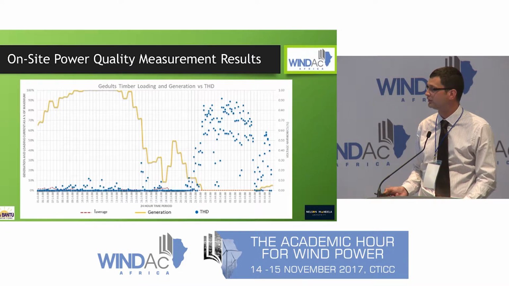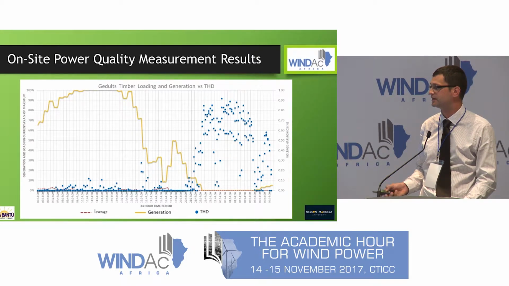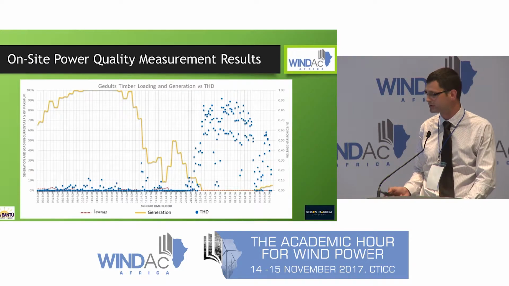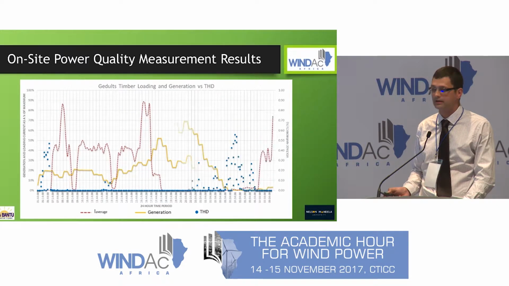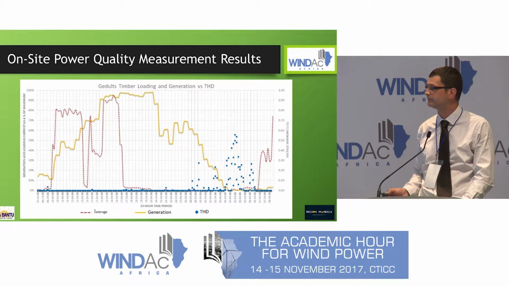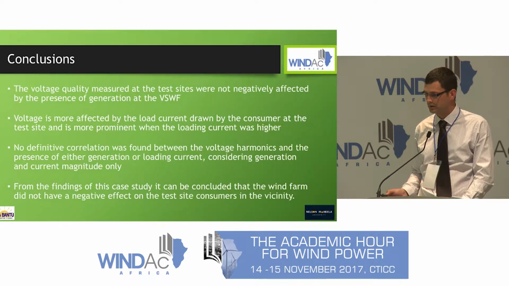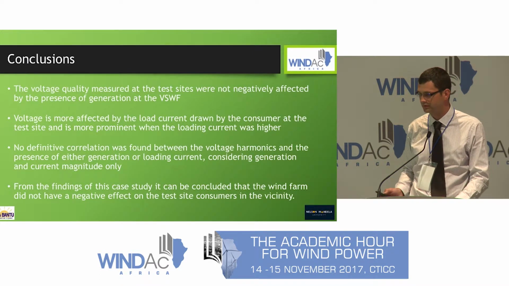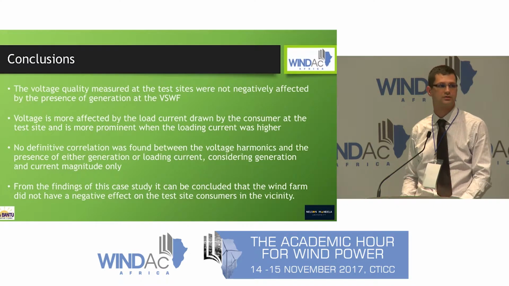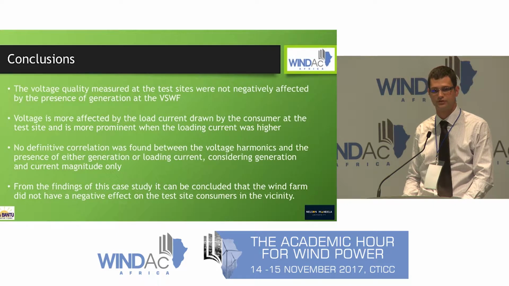Random occurrences of, for instance, high generation, but the harmonic events are completely at a different time of the day, different during low generation and during high generation. Indicating again to me that the wind farm is not responsible for those harmonic distortions, it's loads in the area. I think I've gone through the conclusions. It is basically what I've mentioned, that the wind farm generation does not affect the voltage as much as the local loads.